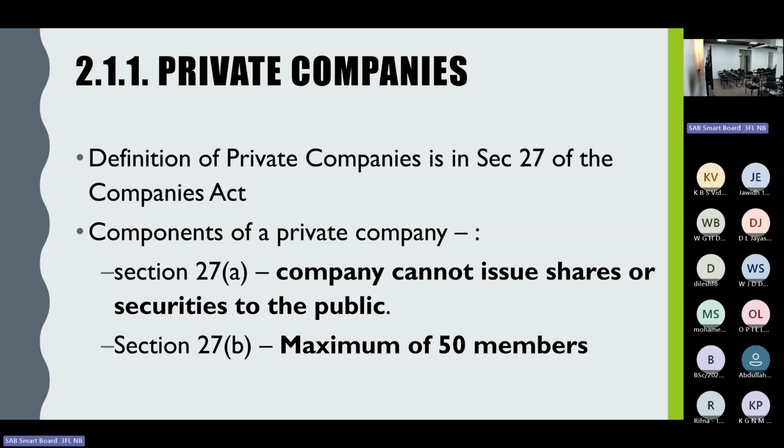Private limited companies cannot issue shares to the general public. The first ones to join are family members. That is why it is called private. You have to issue shares privately.